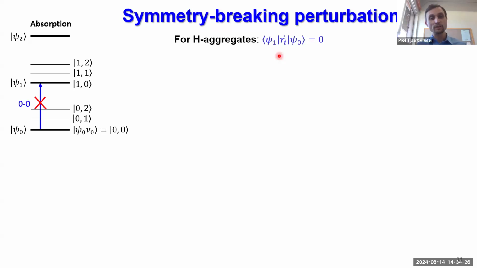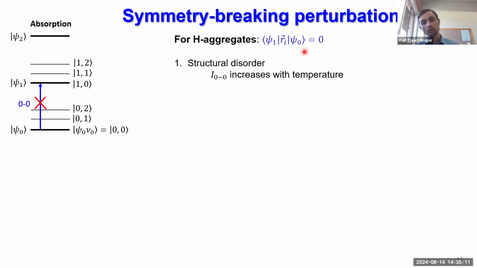But just as this 0-0 transition is symmetry forbidden, the 0-1, 0-2, and so on will similarly be forbidden because we are dealing here with the electronic states. Okay, now due to structural disorder, if we consider an H aggregate, structural disorder is going to introduce some tangential components, and that is going to make this transition allowed. And the higher the temperature, the more structural disorder there can be in a material or in any system with coupled dimers. So one would expect that as the temperature increases, the probability for this transition also increases. In other words, the intensity of the 0-0 transition increases with temperature.